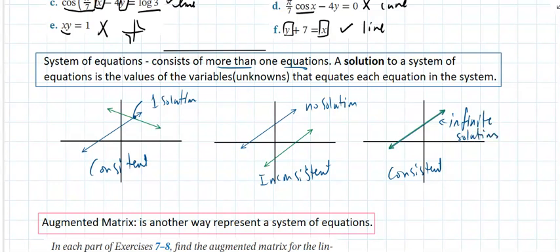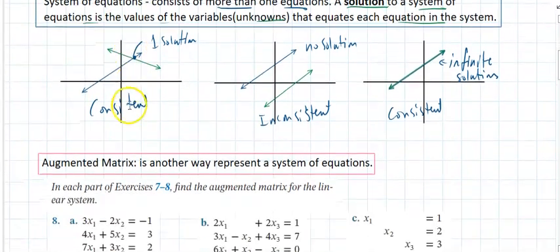Now, if we have more than one line, we're talking about two specifically. A solution to a system of equations would be the value of the variables that equate each equation in the system. So it's not enough for you to say I have a solution of this system and it happened to equate the first equation. If there are two equations, it must equate the first equation and the second equation. If you have three, first, second, and third, and so on and so forth.